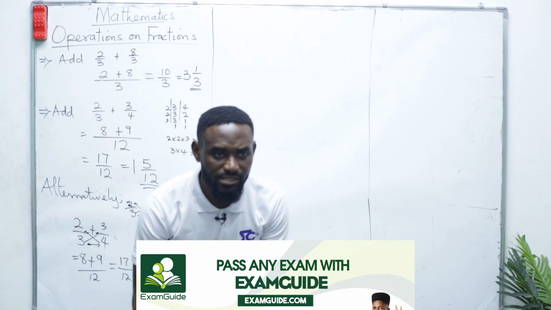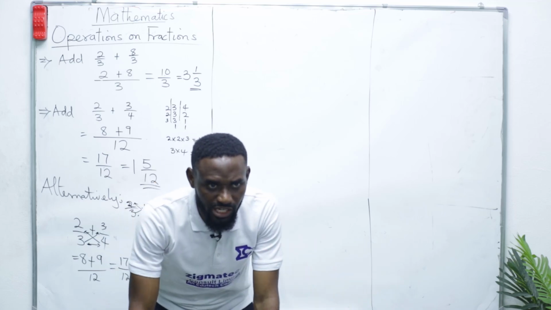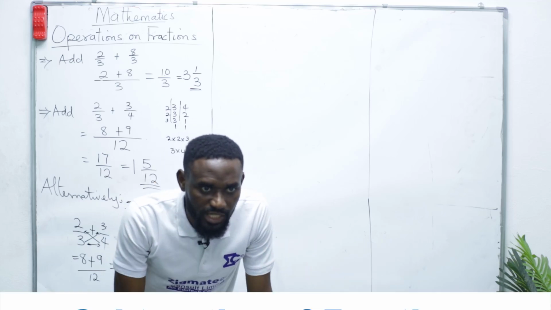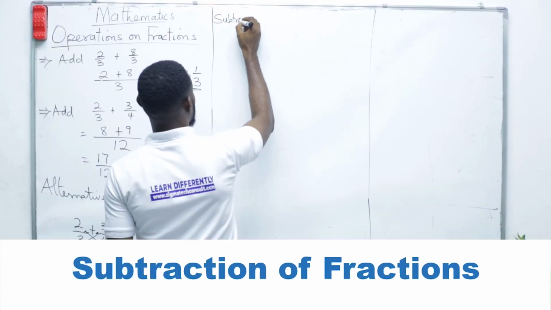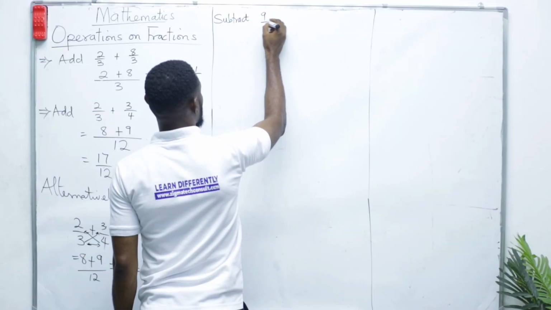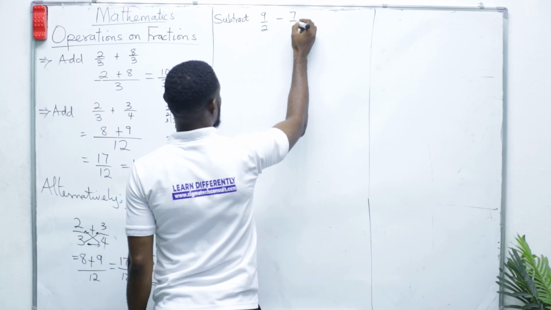Okay, so let's look at the next thing, subtraction of fractions, how it's done. It follows the same method as addition of fractions. It's just that you have to subtract, of course, not add. Okay, so let's quickly look at it now. We have the first one, same denominator: they say we should subtract 9 over 2 minus 7 over 2.